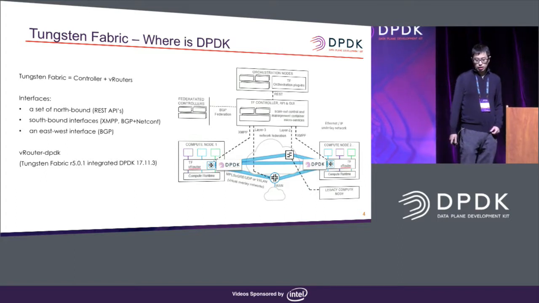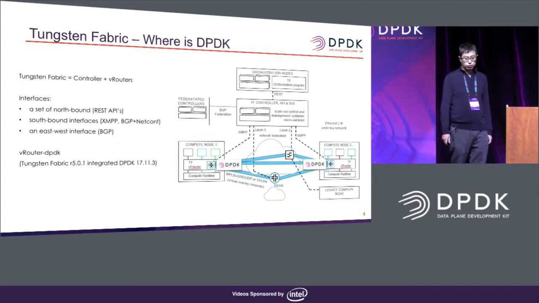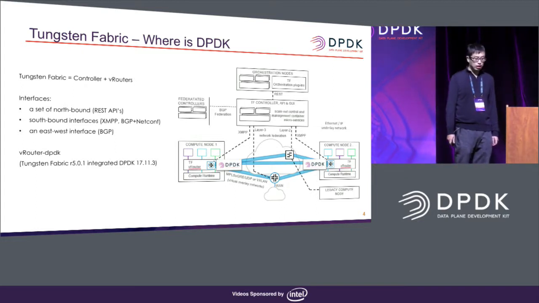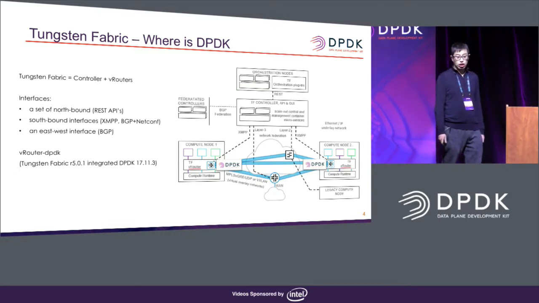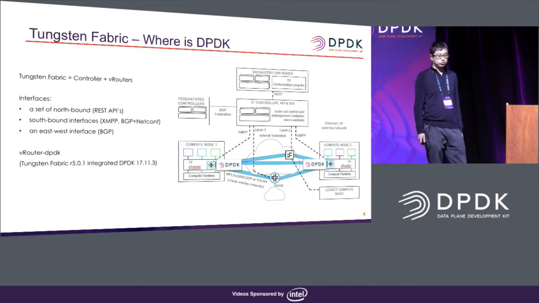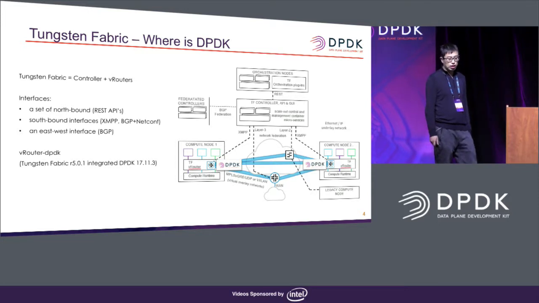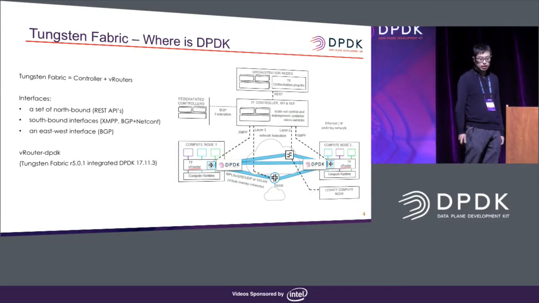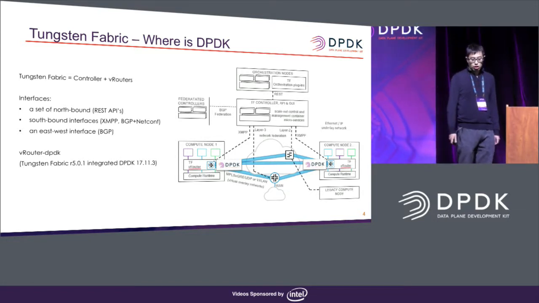This is the typical architecture of Tungsten Fabric. Tungsten Fabric has two major parts: one is the logically centralized controller, and the other is a set of vRouters. It has three types of interface. For the northbound, it's REST API, and for the southbound interface, it's XMPP, BGP, and NETCONF. BGP will work as the east-west interface.